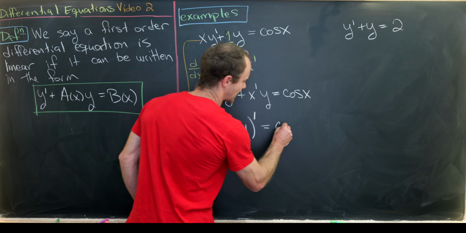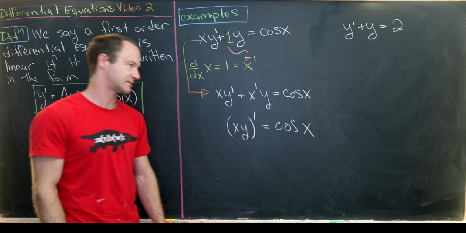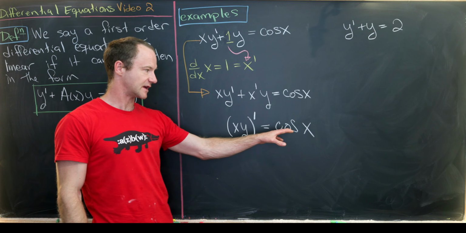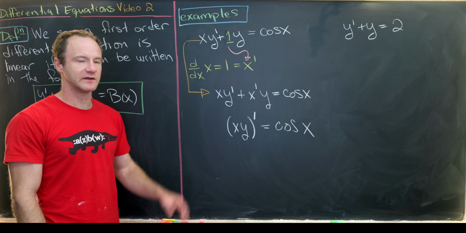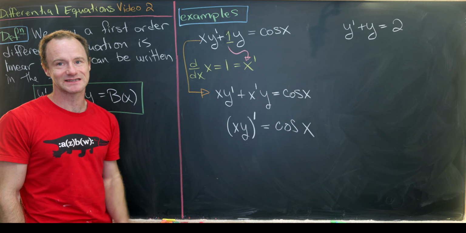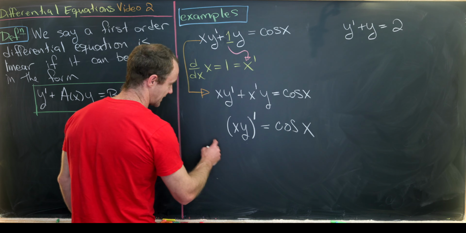Okay, so anyway, we've got the derivative of x times y equals cosine of x. But now that we've got that, we have the derivative of something equals something else. This only has our independent variable there. So that means we can solve this differential equation by taking the antiderivative. So let's take the antiderivative of both sides with respect to x.